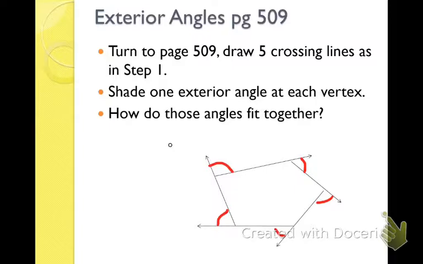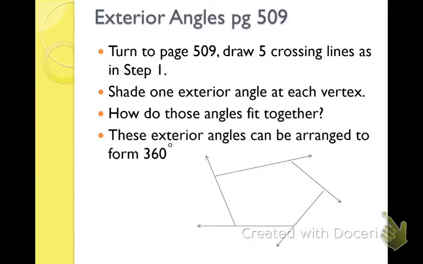Anybody have an idea what the exterior angles would add up to if we shaded them, if we put them all together? Any ideas? Okay, if we measured these with our protractor and added them up, they would sum to 360. The ones we shaded were all going the same direction, with the lines the same direction. So we're not counting if I extended this line this way. We're not counting both sides. We're just doing one exterior angle per vertex.